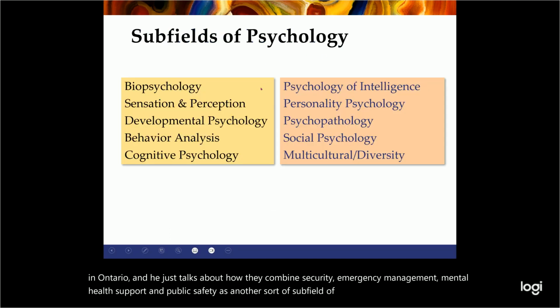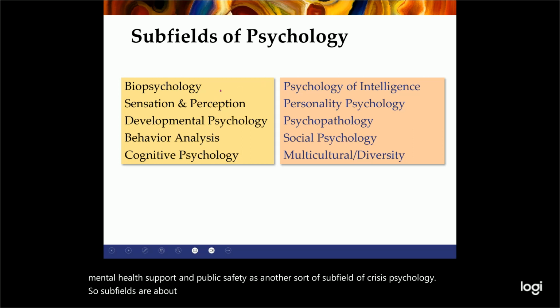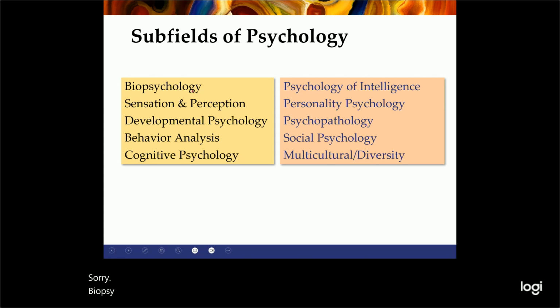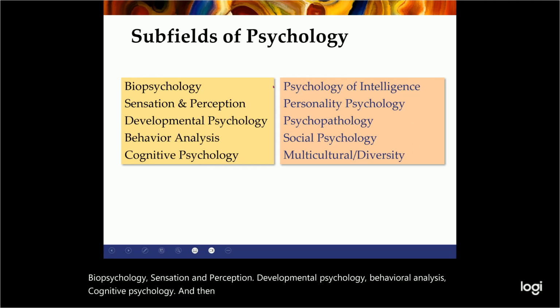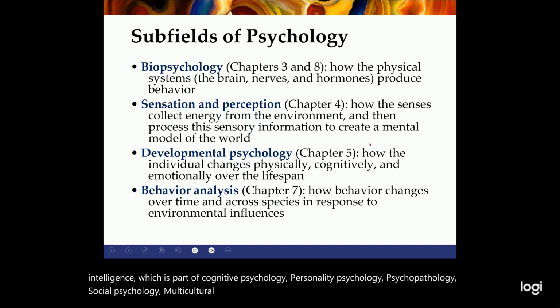So the subfields are biopsychology, sensation and perception, developmental psychology, behavioral analysis, cognitive psychology, and then these other ones are, again, further subfields: psychology of intelligence, which is part of cognitive psychology, personality psychology, psychopathology, social psychology, and multicultural and diversity.